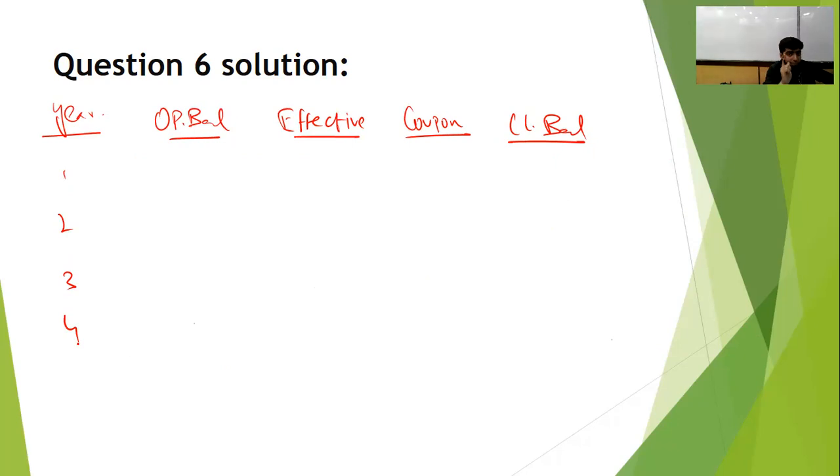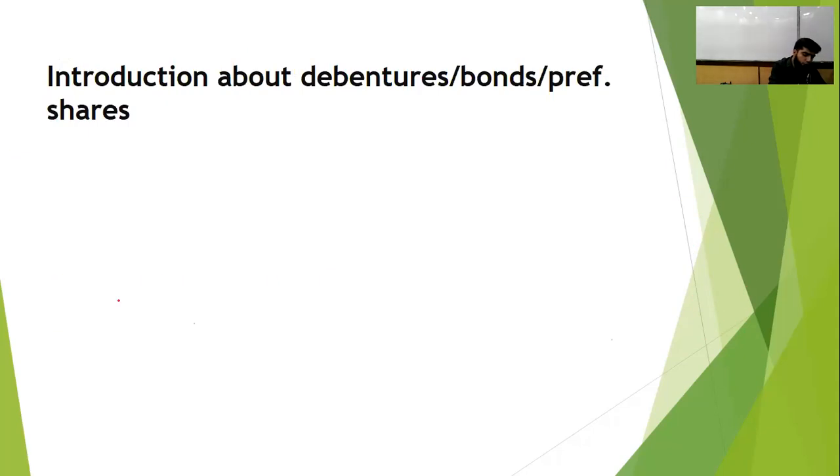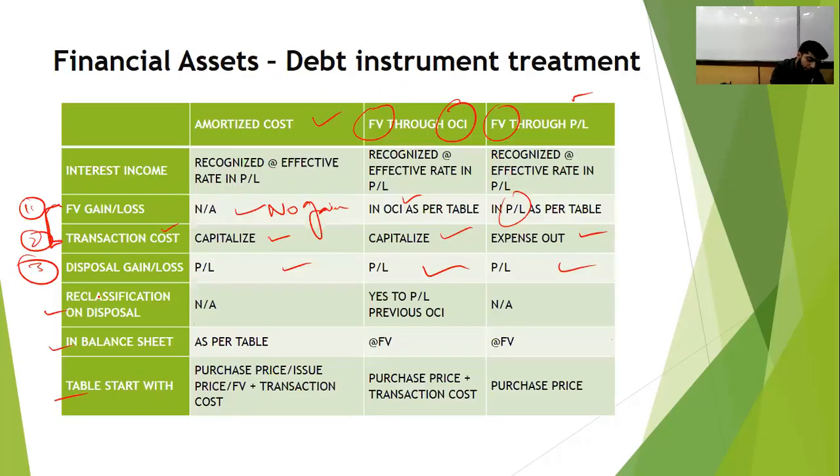And one more thing you need to memorize, you need to recall, you need to capture in your mind. That is, if there is any transaction cost, we will capitalize that transaction cost in your investment. Remember, in amortized cost as well as in fair value through OCI, we have gone through in the summary section that any transaction cost will be capitalized in the amount of investment.